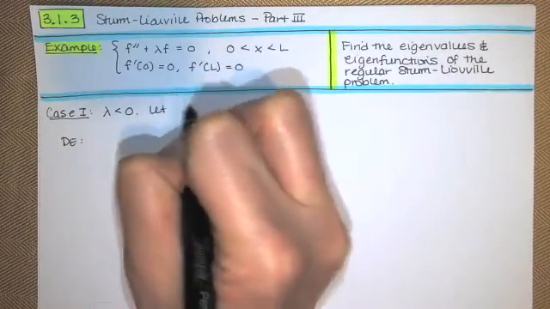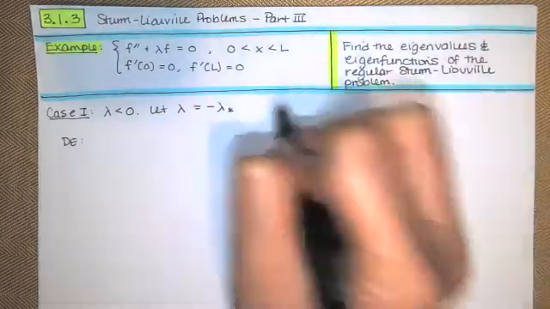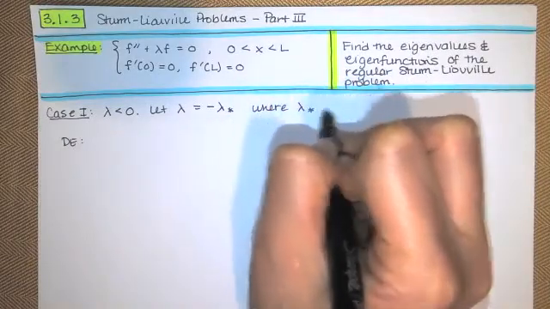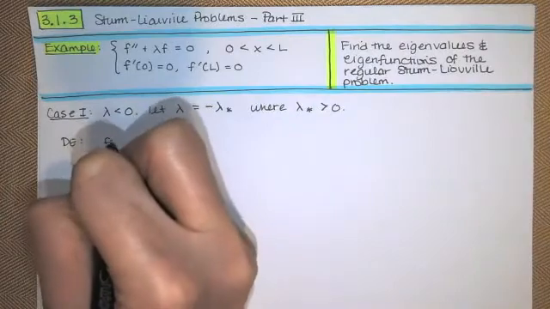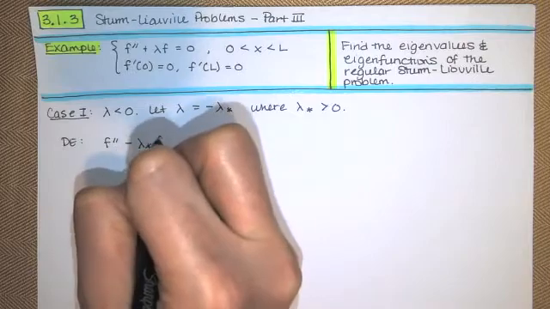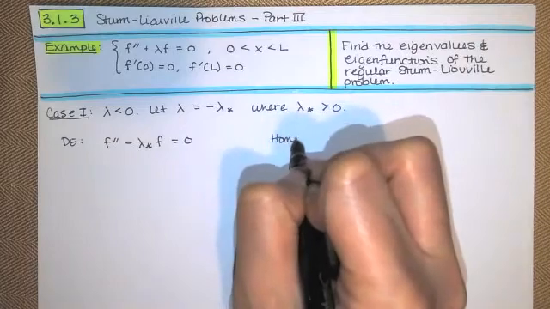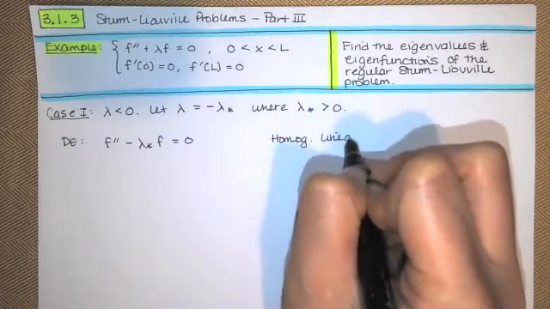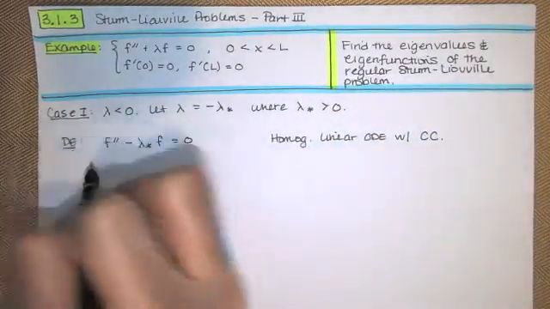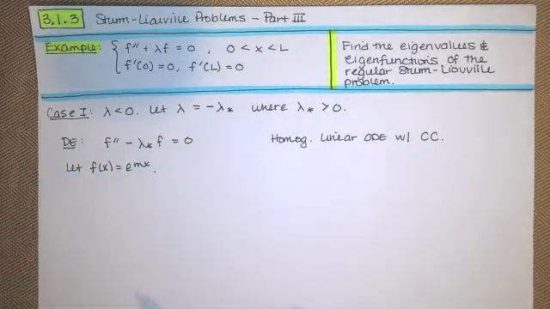Maybe we'll say that lambda is equal to negative lambda sub star, where lambda star is positive. Then our differential equation looks like this in terms of lambda star. If I replace lambda with negative lambda star, I get this. And that is a homogeneous, linear, ordinary differential equation with constant coefficients. When we solve a differential equation that looks like that, we typically let f equal e to the mx.